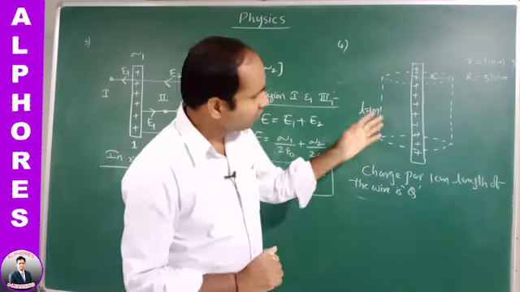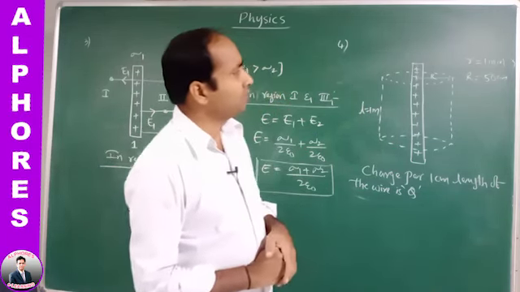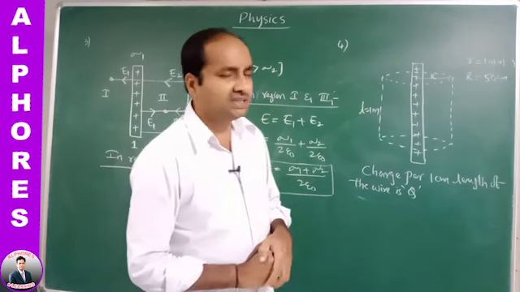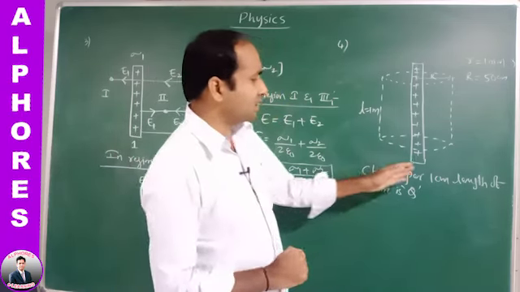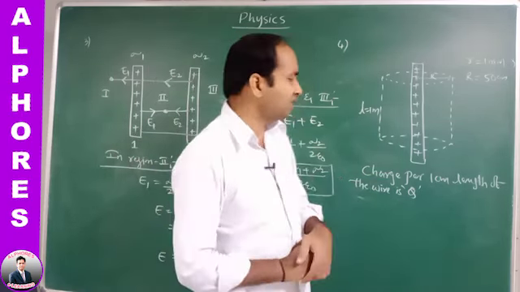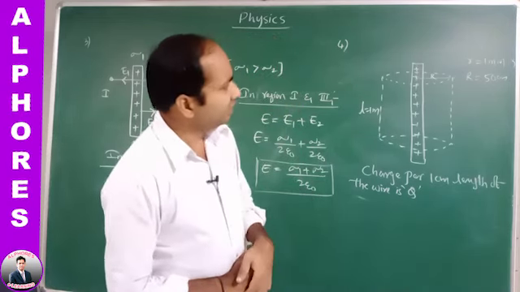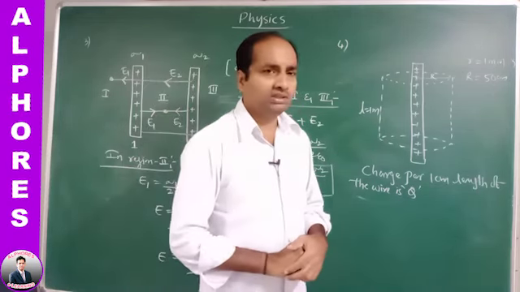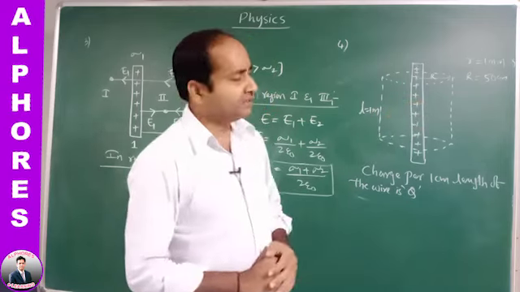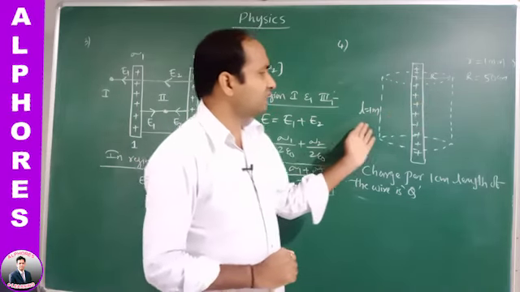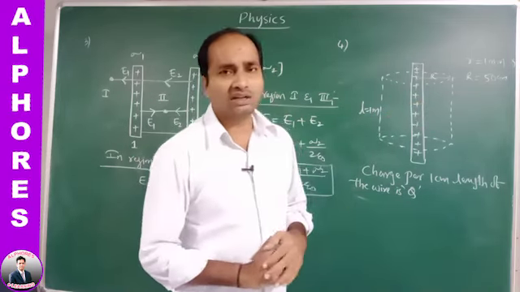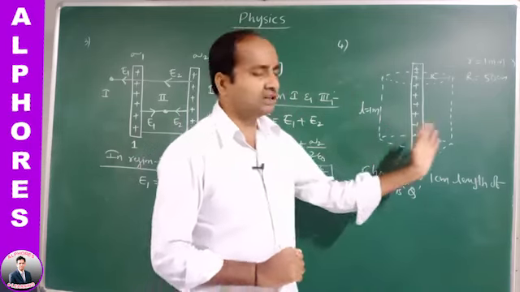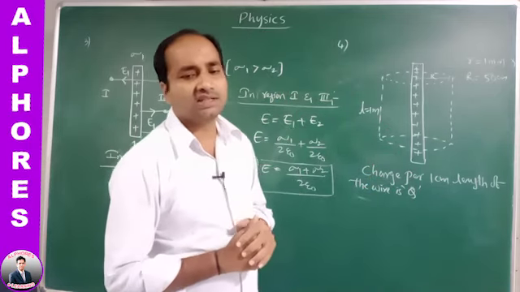A long wire of 1 mm radius is uniformly charged such that the charge per 1 centimeter length of the wire is capital Q. Then it is enclosed by a cylindrical surface of radius 50 centimeters and length 1 meter as shown in the figure. Then what is the total flux coming from the cylindrical surface?